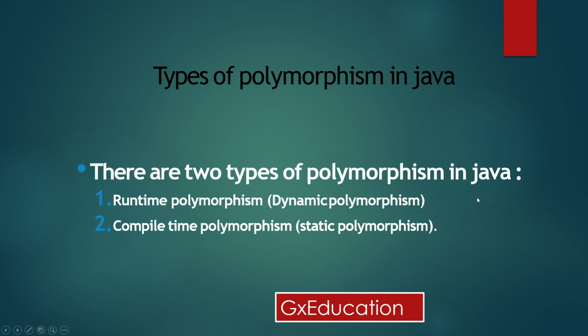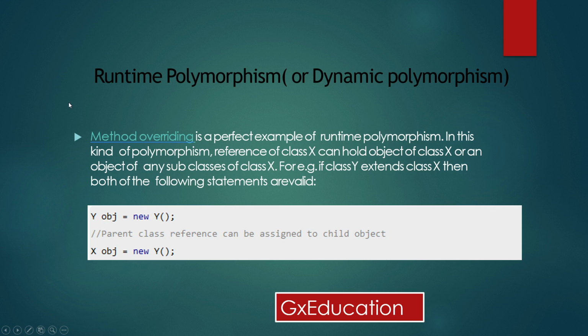Types of polymorphism in Java. There are two types of polymorphism in Java. The first is runtime polymorphism, also known as dynamic polymorphism. The second is compile time polymorphism, also known as static polymorphism. So there are two types: dynamic polymorphism, also known as runtime polymorphism, and static polymorphism, known as compile time polymorphism.